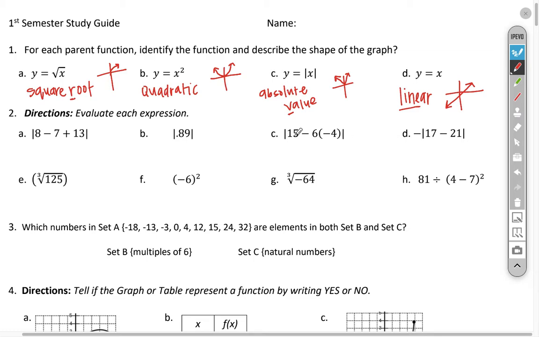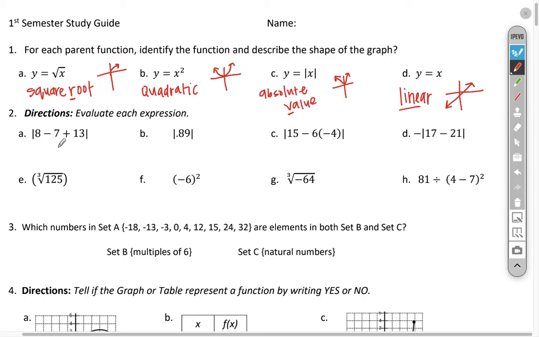All right. The next part says to evaluate each expression. A through H, all of these can literally be typed into your calculator. A few things I do want to refresh your memory of. These absolute value bars are going to change anything that's negative to a positive. A cubed root on your calculator, if you go to math, you can scroll down. I think it's the fourth option on there to give you a cubed root and type that in. Same thing for G.